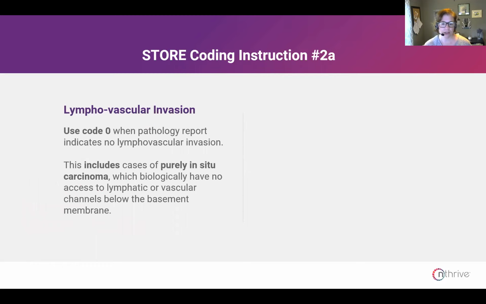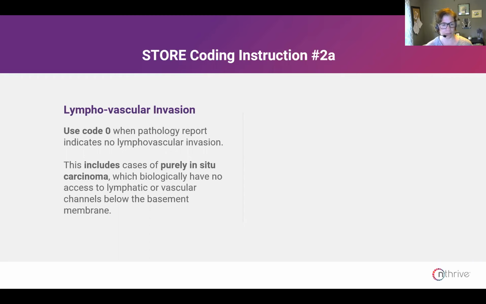Now let's look at another LVI coding instruction, which is number 2A in STORE. It tells us when to use code 0. A common mistake we make is miscoding in situ tumors to code 9 for lymphovascular invasion, but the instruction for item 2A states use code 0 for purely in situ carcinoma, since these tumors have no biological access to the lymphatic or vascular channels.